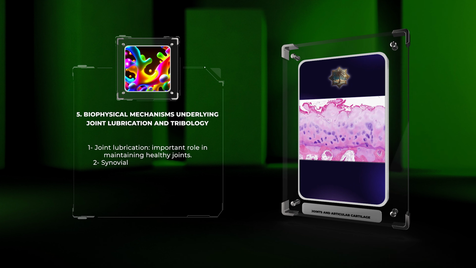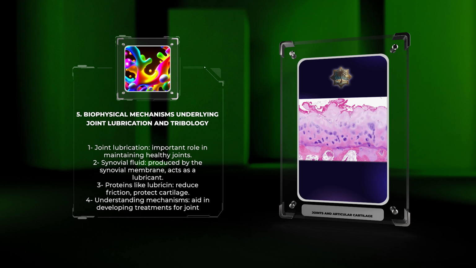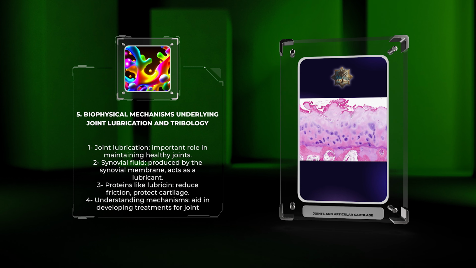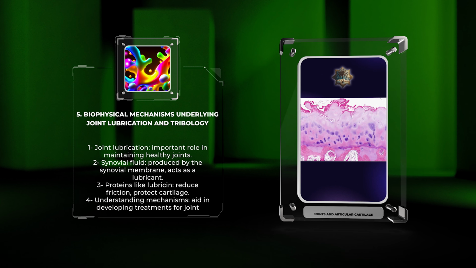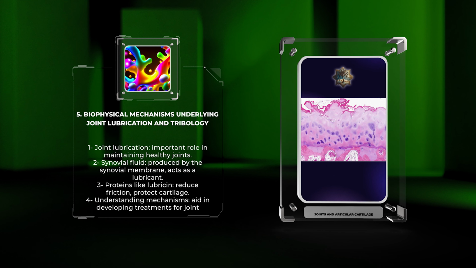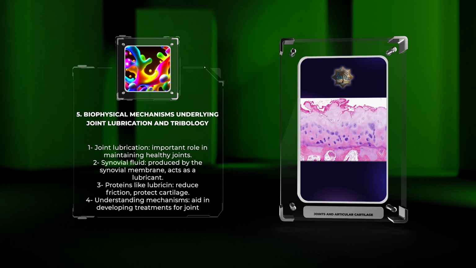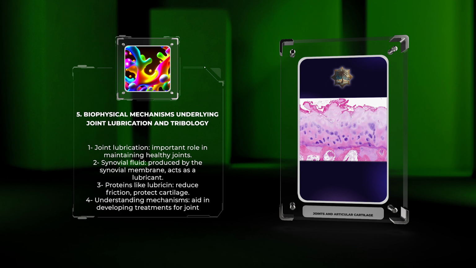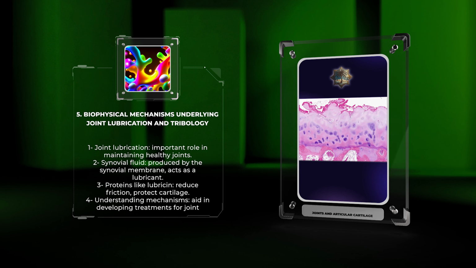In this section, we will explore the important role of joint lubrication in maintaining healthy joints. Synovial fluid, produced by the synovial membrane, acts as a lubricant between joint surfaces. Proteins like lubricin help reduce friction and protect cartilage. Understanding these mechanisms can aid in developing treatments for joint health.